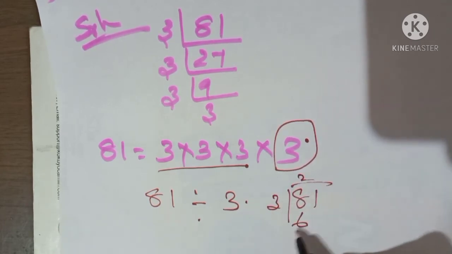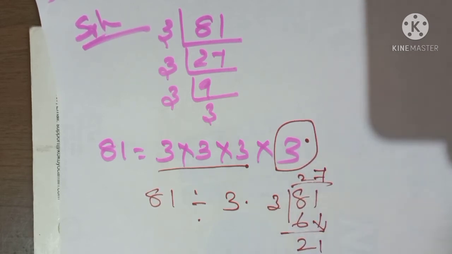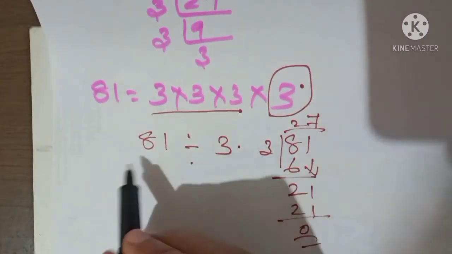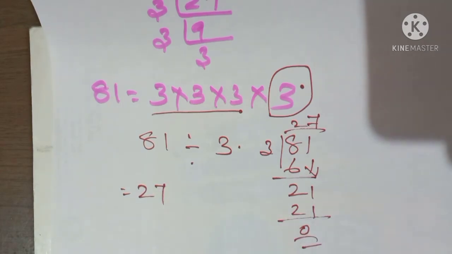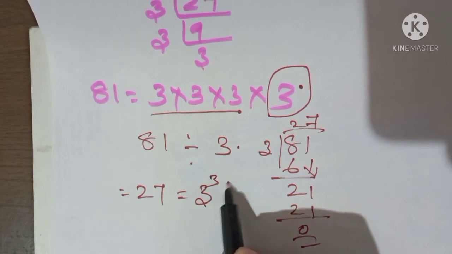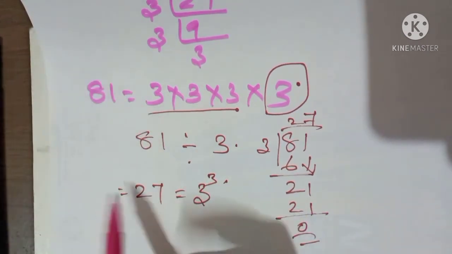2 3s are 6. 8 minus 6, 2. Bring this 1 down. You will be getting 7 threes are 21, right? 7 threes are 21. So 81 divided by 3 is 27. Whether 27 is a perfect cube? Yes. 3 cubes are 27, right? If you want, you can write it that also. 3 cubes are 27. So 27 is a perfect cube.